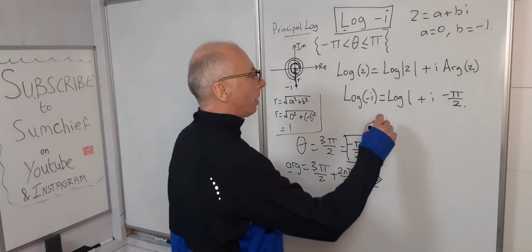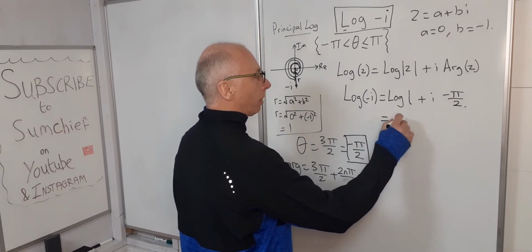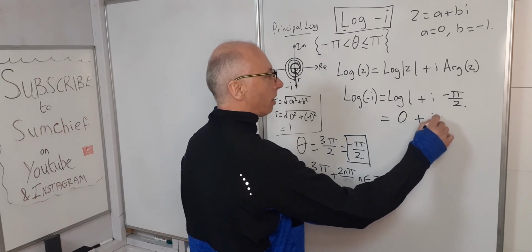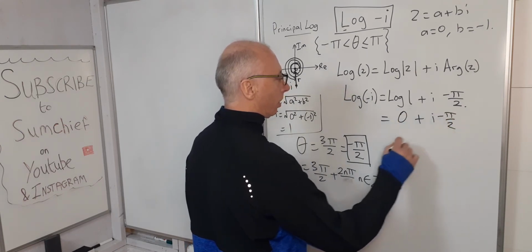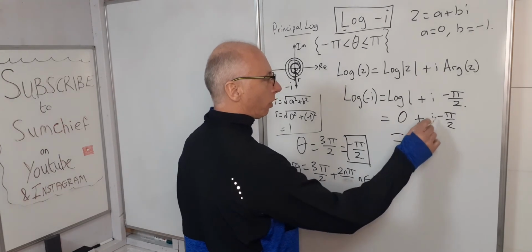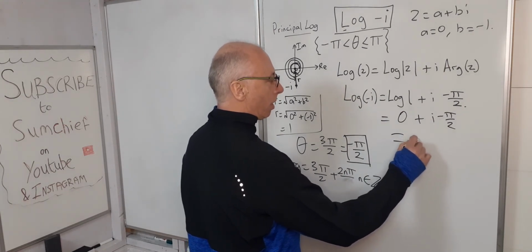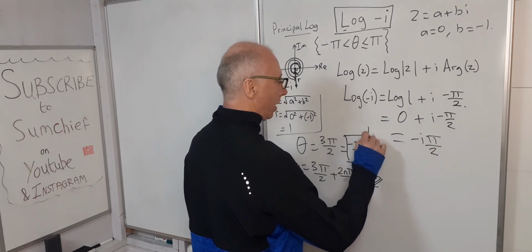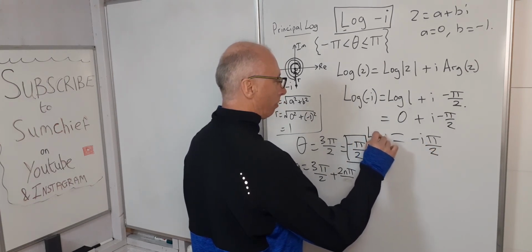Okay. Now let's just simplify this up a little bit more. So log of 1 is 0 plus i times minus pi over 2. And simplifying it even more, we're just left with minus i pi over 2. And that is what the log of minus i is.